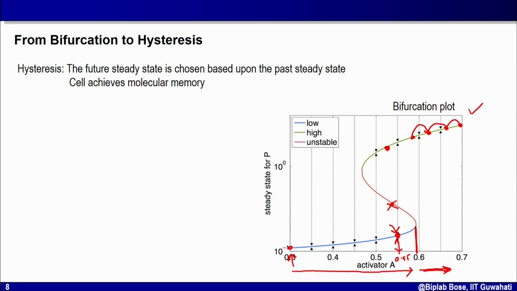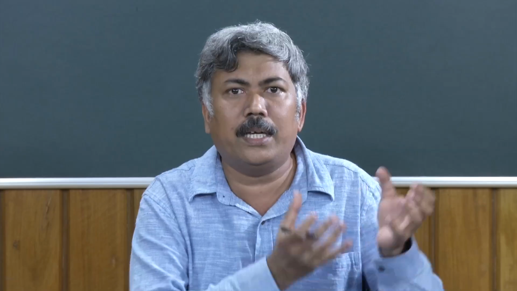So the trajectory is, initially it will move like this and then it will move like this. Now reverse the process. Suppose already the cells are at this higher steady state and the signal is also at 0.7. I reduce the signal. I change the media, or I do something so that the amount of A in the culture media decreases, so that the cells will see less amount of the activator and allow the system again to reach steady state.